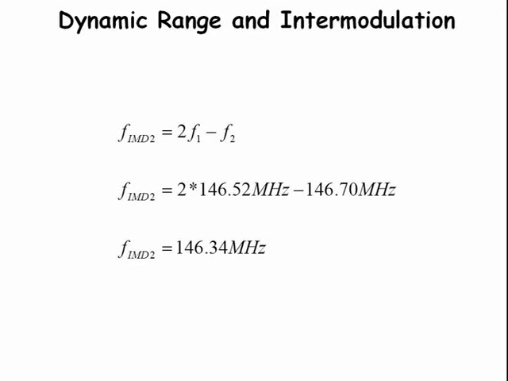Intermodulation distortion can occur if we have two or more signals that can beat against one another. For instance, if we have one station operating on 146.52 MHz and another at 146.70 MHz, theory says we could have a distortion product at 146.34 MHz. That would come from the formula 2F1 minus F2.